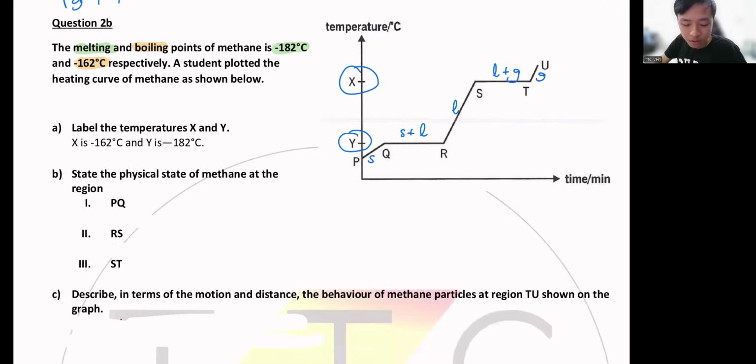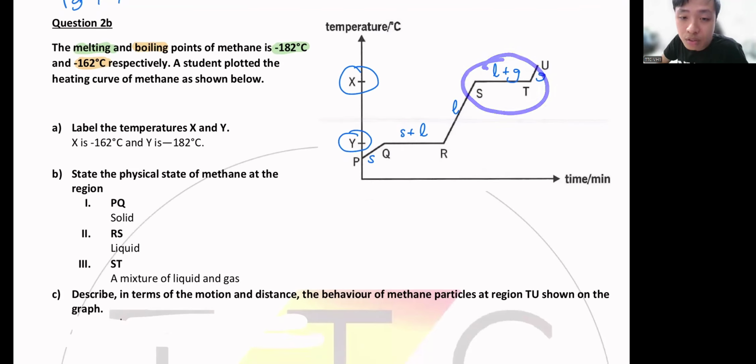Okay. Then state the physical state of methane at the region PQR. This one you can write down. Okay. PQ is solid, RX is liquid, ST you can say is a mixture of liquid and gas. Half. I say half. Maybe at the beginning it's more towards liquid. At the back, maybe most of them have already become gas.